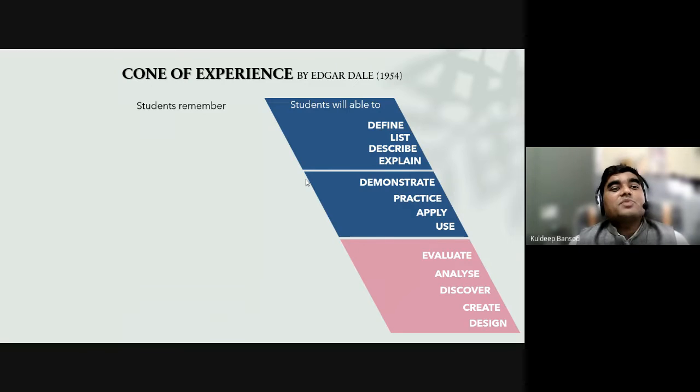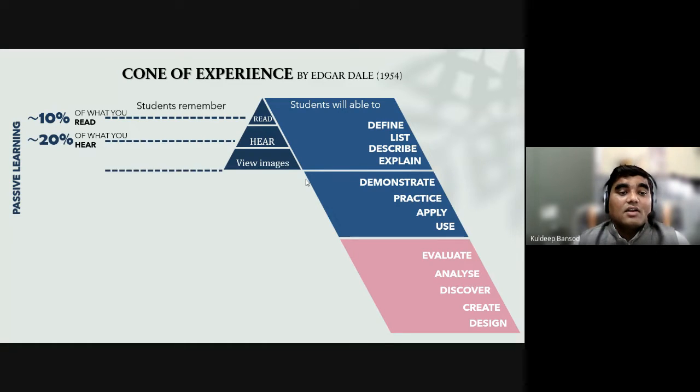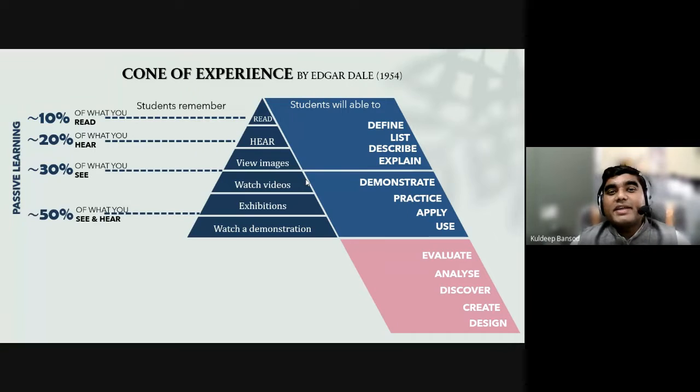My dear colleagues, this cone of experience tells about the remembering capacity of the student. A student can remember, out of what he has read, only 10%. Then what he hears, it is 20%. If you show the various images or videos to the students, the remembering capacity increases up to 30%. Moreover, if you show them various demonstrations, carry them toward various exhibitions, or show them various simulations and demonstrations of experiments, the remembering capacity of the students, what they see and hear simultaneously, will increase up to 50%. And all these things, reading, hearing, watching, make up only 50% of the remembering capacity.